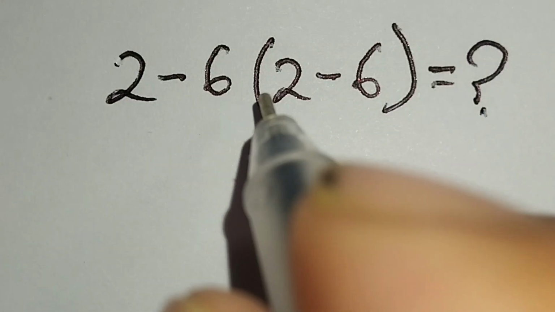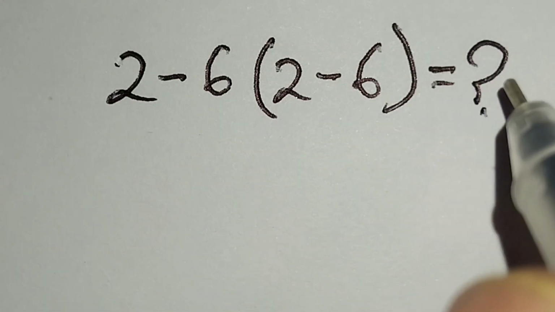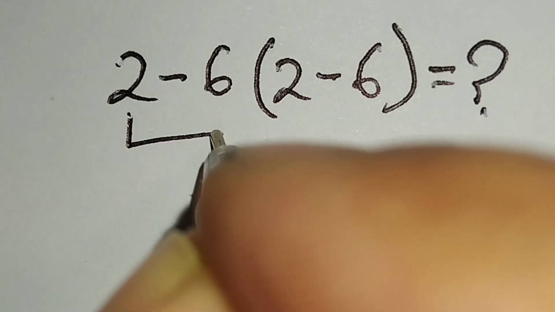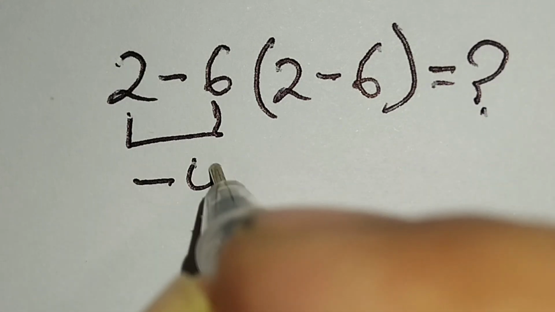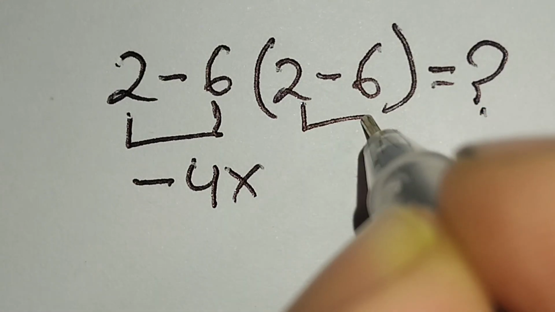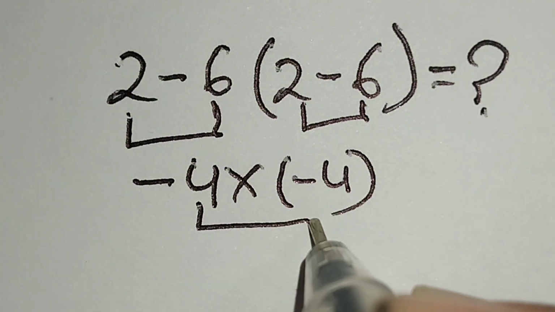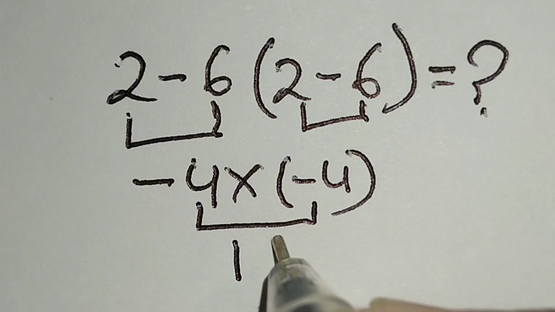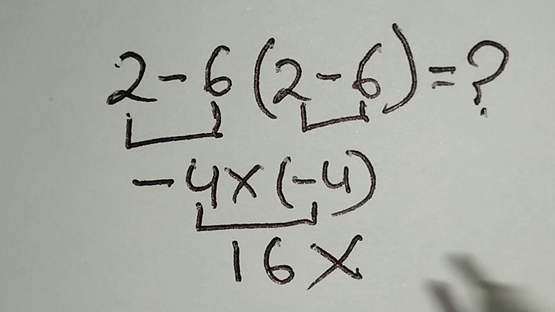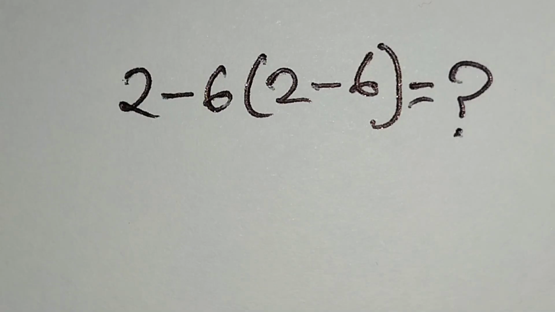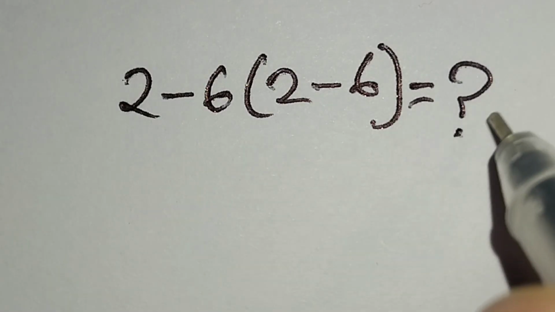2 minus 6, bracket, 2 minus 6, equals what? Here 2 minus 6 gives us negative 4. Multiply this: 2 minus 6 gives us negative 4. Negative 4 times negative 4 gives us positive 16. But this answer is not correct. Now I will apply the PEMDAS rule to solve this math correctly.